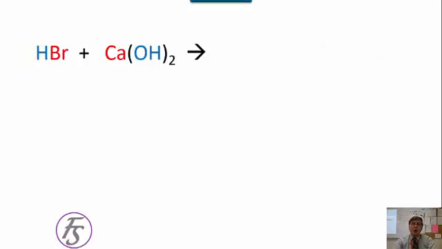The next problem, HBr and Ca(OH)2. So the HBr is the acid. I know that because it starts with H. And the Ca(OH)2 there is the base because it ends in OH. So the first thing I want to do is take the H's here and the OH's and make some water. The problem is there's one H and there's two OH's. So I need to fix that problem. And I can do that by putting a 2 in right here. Now I have two H's and two OH's, which means when I make my HOH, I can make two of them. Remember that HOH is H2O, of course.